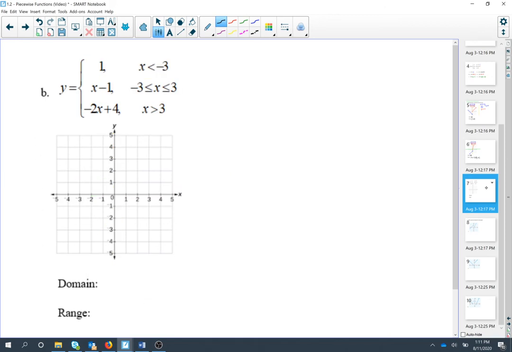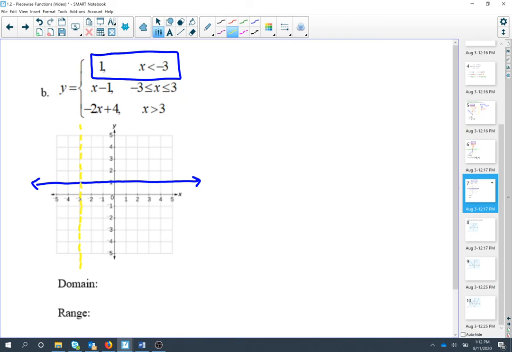Last one, y equals, and then we have that function, and notice that this piecewise function actually consists of 3 different functions. So starting out, y equals 1. How do you graph y equals 1? Well, that's a constant function, and it's just a line at y equals 1. Just goes like that. Now, that's only when x is less than -3. So -3 x value is right there. It's kind of like your barrier.